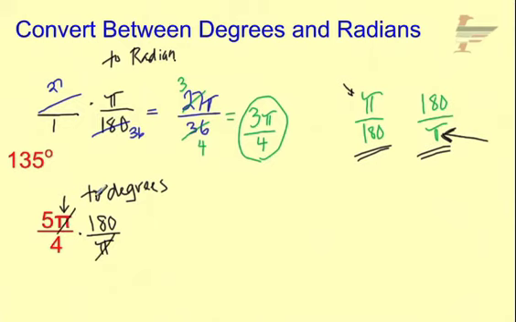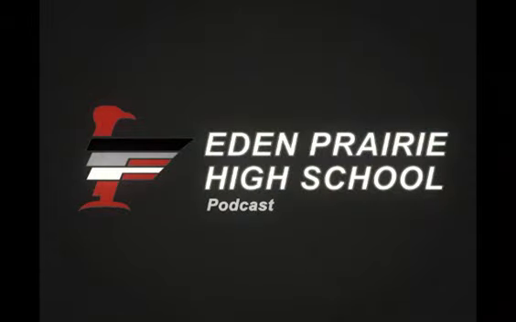And from here, let's just do some simplifying. I know 4 goes into 180 45 times, and then it's just 5 times 45, and we end up with 225 degrees. So remember, our goal was we had to get rid of the pi, so we multiplied by a fraction that had a pi in the denominator that would make it cancel. And we have 225 degrees.